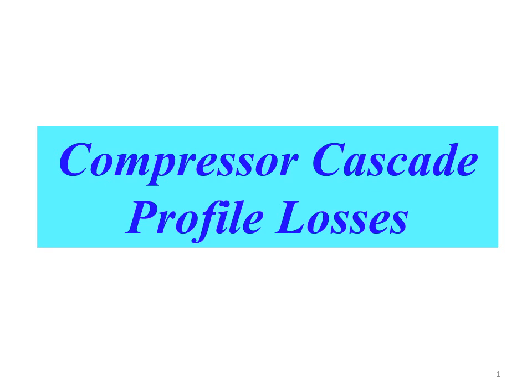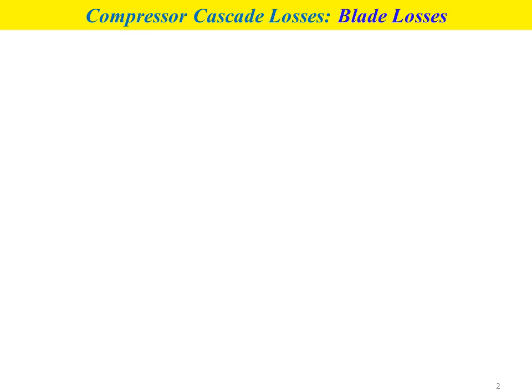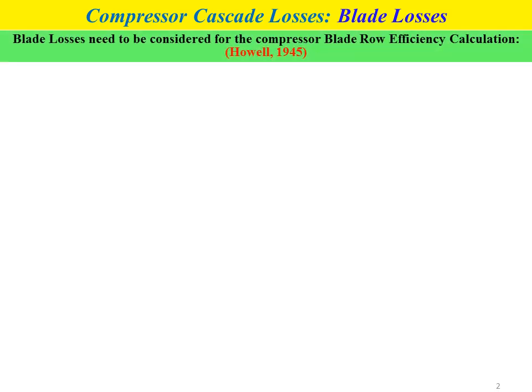So for part 3, chapter number 3, which is about the cascade performance. For this part, we will discuss the compressor cascade profile losses, where we will learn about the effect of blade losses in terms of the compressor efficiency determination. Compressor cascade losses focus on the blade losses. According to Howell 1945, blade losses need to be considered for the compressor blade row efficiency calculation.